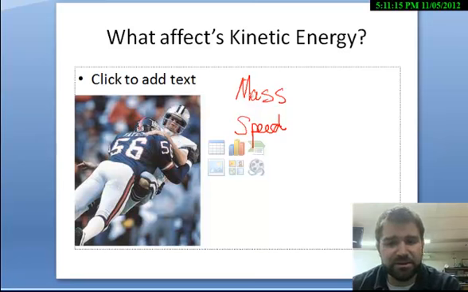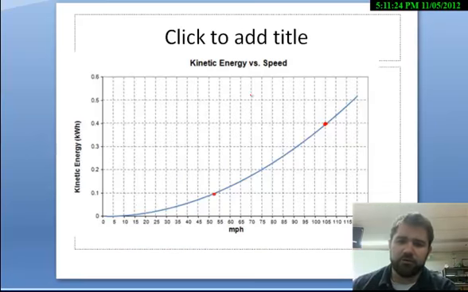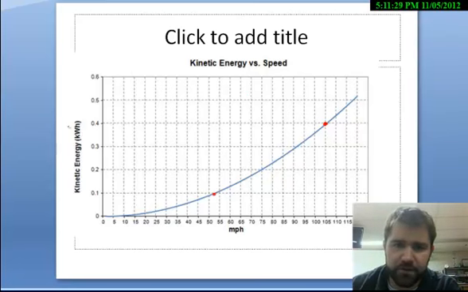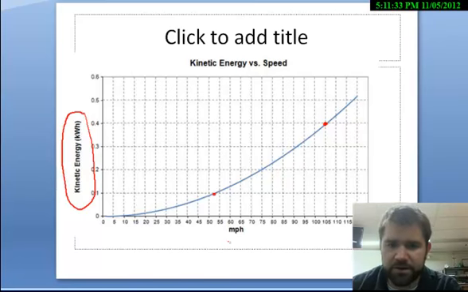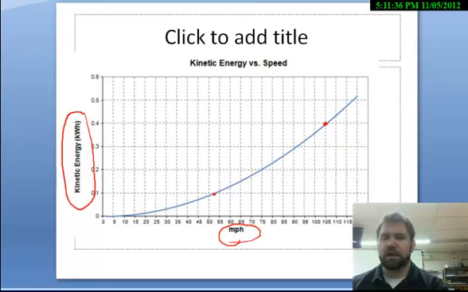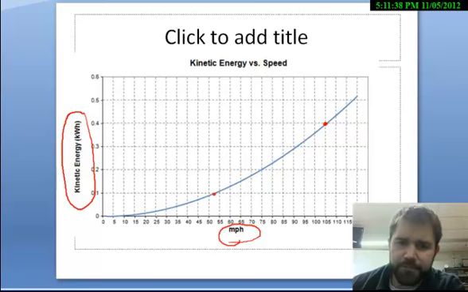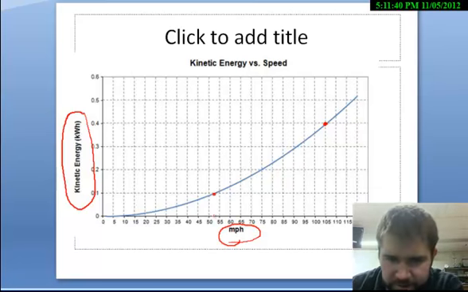But do these two have the same effect? Does mass have the same effect as speed? Well, let's look at a couple graphs. So this is a graph of the kinetic energy of an object. Kinetic energy is measured here on the y-axis, and the speed in miles per hour is measured on the x-axis. So let's look right here. At a speed of about 52.5 miles per hour, we have a kinetic energy of 0.1 kilowatt hours.